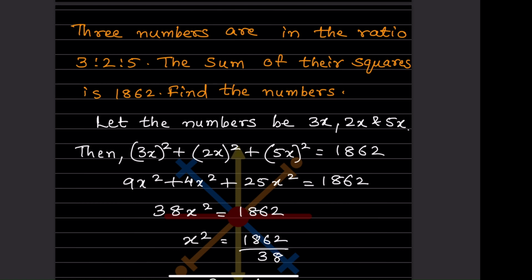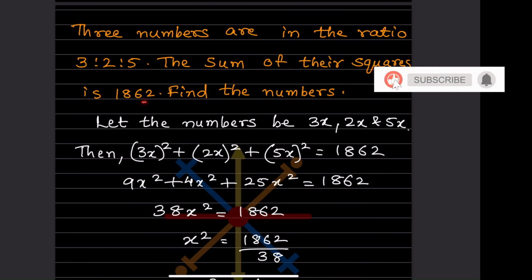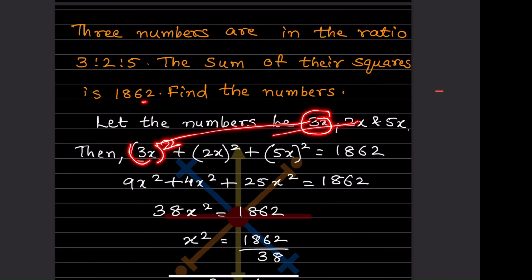So whenever the ratio is given, let us assume that the numbers be 3x, 2x and 5x. We'll put a variable along with it. Now the sum of the squares is given. So when you take the square of this one, that is 3x, the bracket is very important. I'll tell you why. This is again the square of this, and this is the square of this one.